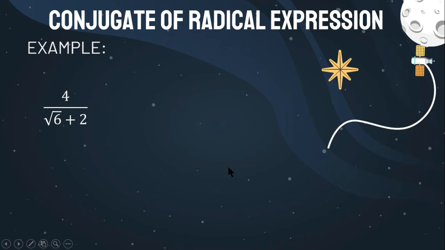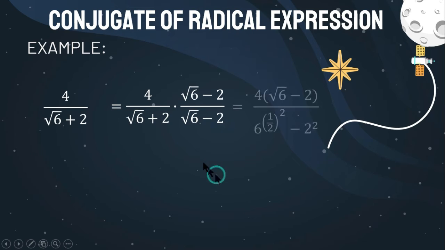4 over square root of 6 plus 2. Find the conjugate of square root of 6 plus 2, which is square root of 6 minus 2. And multiply numerator and denominator by it. Okay, so we're going to multiply 4 by square root of 6 minus 2, and then the product of these terms is the square of the first term, which is we just have to remove the square root sign, and then minus the square of the second term.